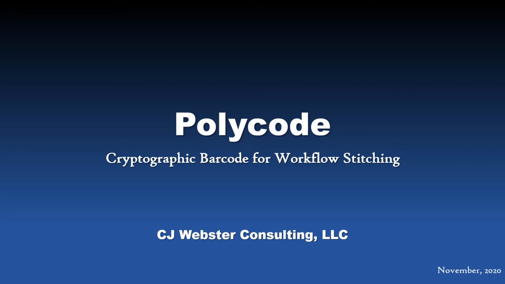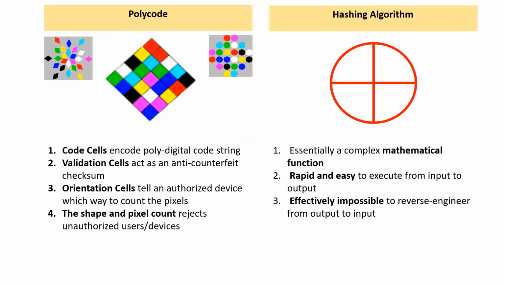Good day everyone, I'm CJ Webster, inventor of the Polycode, and in this video I'll be illustrating how the Polycode securely stitches together physical workflow processes with states of a process log, achieving integrity of a supply chain, manufacturing process, or distribution network. The Polycode has four basic elements.